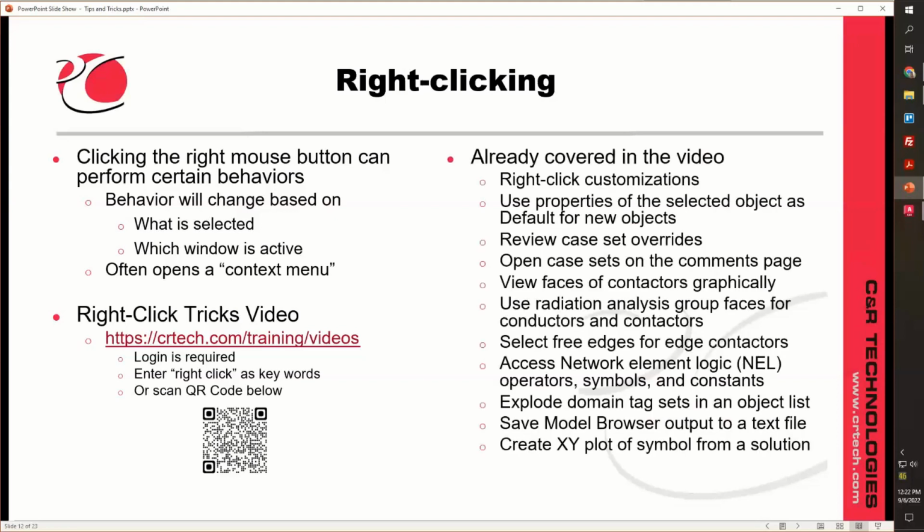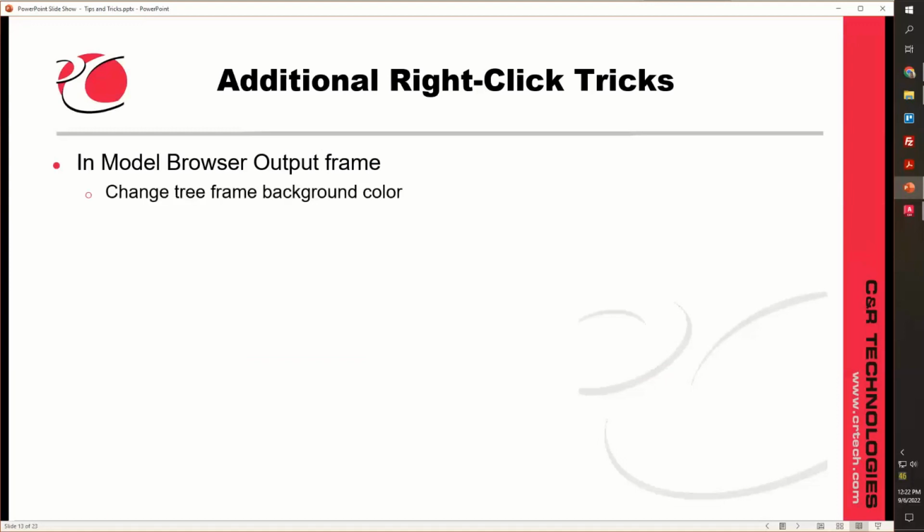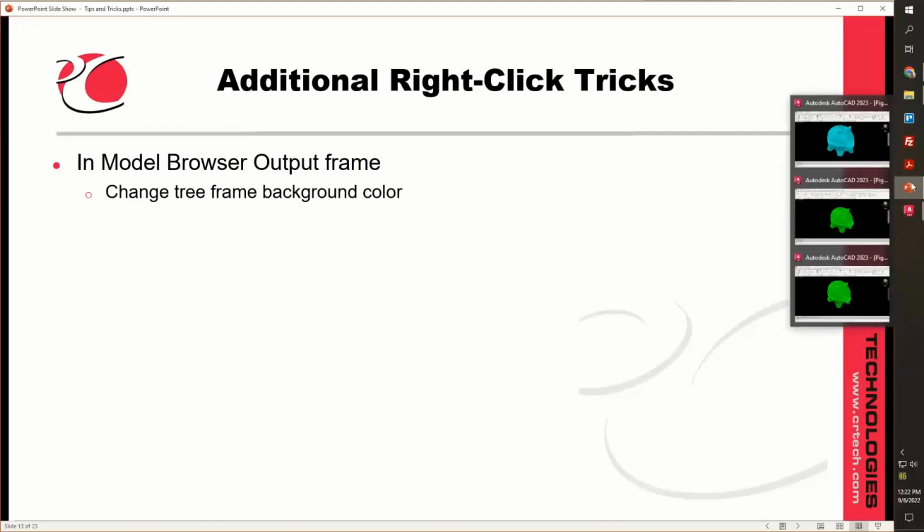This video covers these options. I'm not going to go through all of them, but things like case set override reviews, viewing contactors graphically, the active faces graphically, and things like that. I'm going to add to that list in the next slide. So a few additional tricks. In the model browser output frame, you can change the tree frame background color. And I'm going to close out some of these models here.